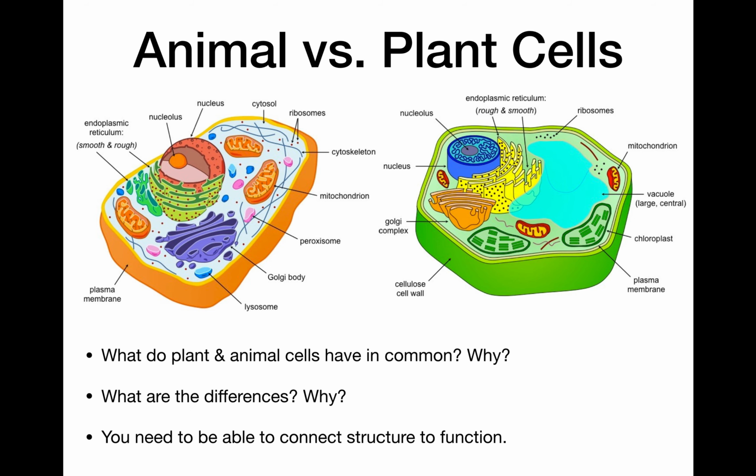Okay, now comparing animal cells and plant cells. On the left, we have an animal cell. On the right, we have a plant cell. So I'm going to give you a minute to really think about this. And you've done this multiple times, high school, middle school, you should have done this. Answer these two questions. What do plant and animal cells have in common and why? And what are the differences? Why? Really think about how those differences and similarities allow them to do their function, to survive, to thrive, to do what they have to do as an animal or a plant, or the organism containing those cells. Okay, pause the video and take a think.